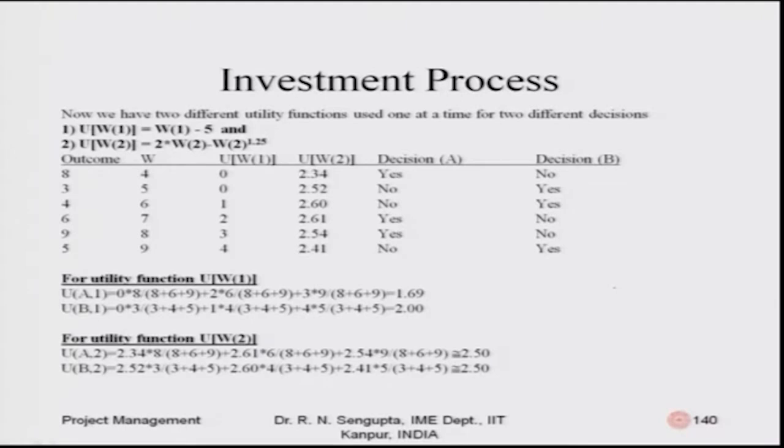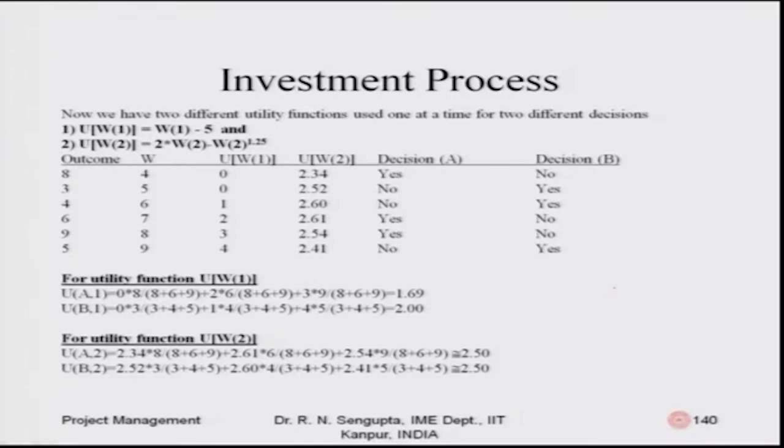So what is interesting to note is that it is again the type of problem which we did for the football game or the cricket match. If I try to use utility function 1, then I would definitely rate decision B to be better than decision A. But in case I am trying to utilize utility function 2, then you will see that both the values are 2.5. That means I am indifferent based on the utility I am using. So I would basically take either A or B.